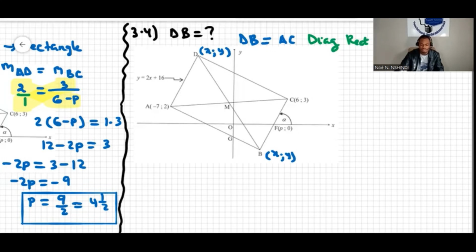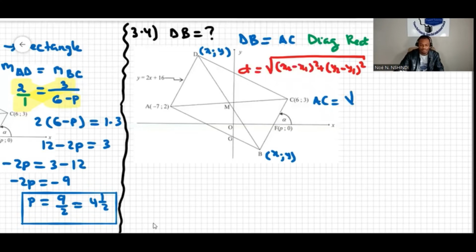So AC, I work out the length by using the distance formula. The distance is given by the square root of (x2 minus x1) to the power of 2 plus (y2 minus y1) to the power of 2. Okay, and then we can say AC will be equal to (-7 minus 6) to the power of 2 plus (2 minus 3) to the power of 2.